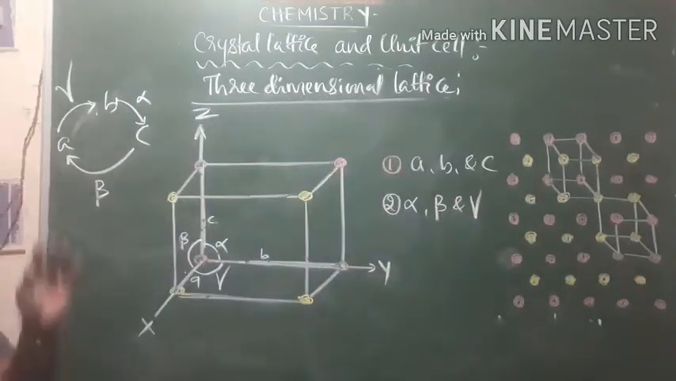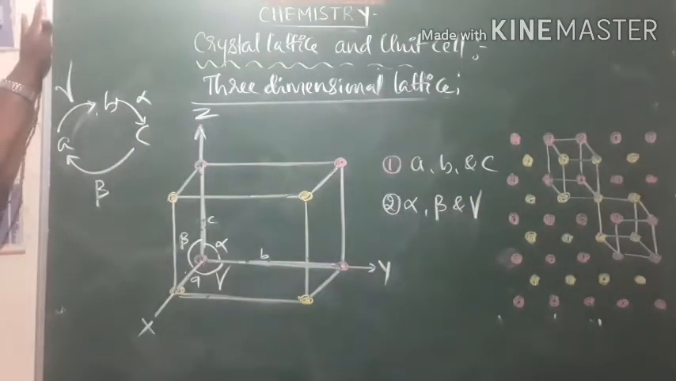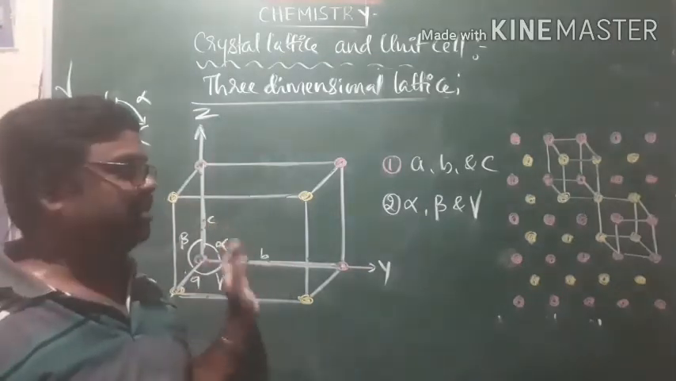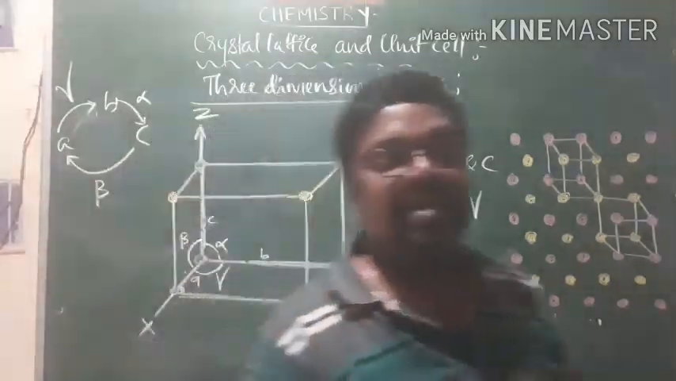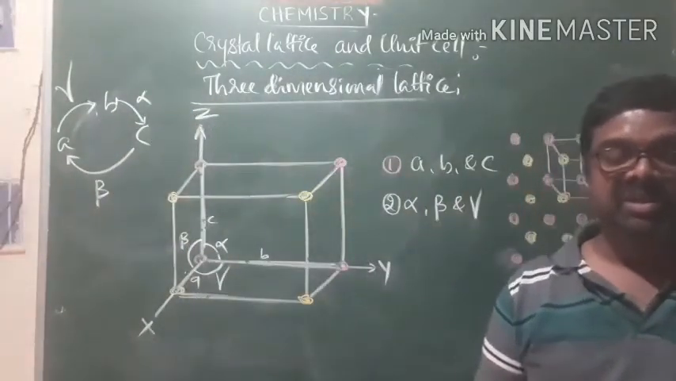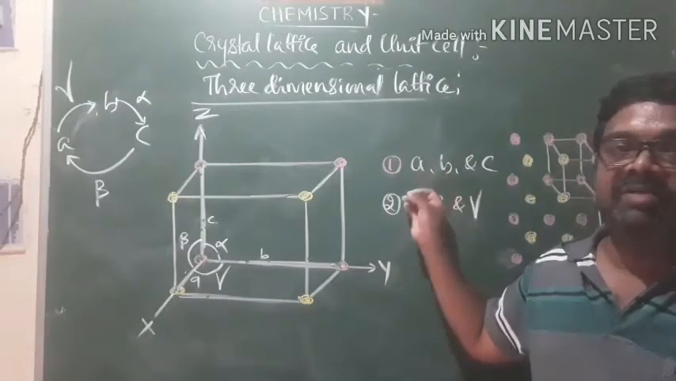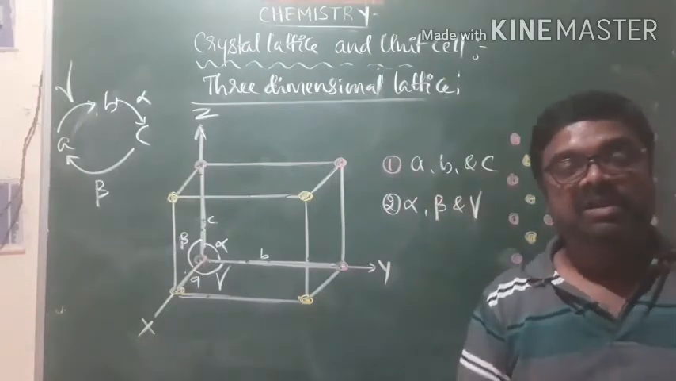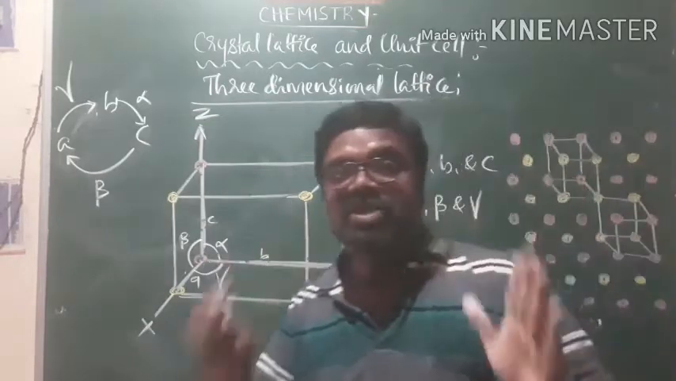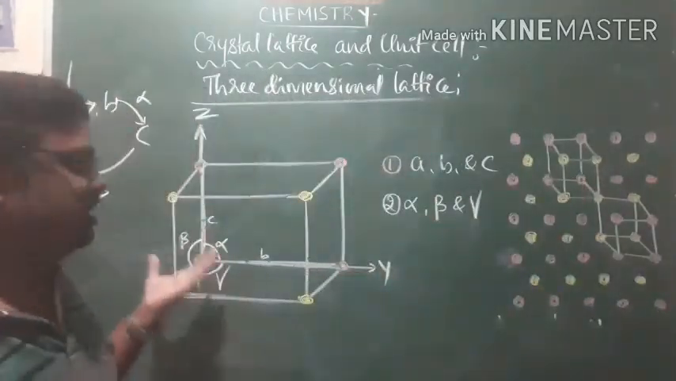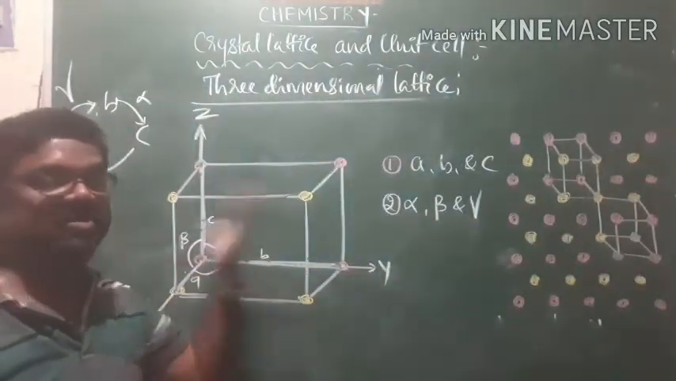These are the two important properties of this unit cell. The shape of this unit cell completely depends on ABC values and alpha, beta, gamma values. Depending upon ABC values and alpha, beta, gamma values, as many as 7 possible shapes are given to this unit cell.